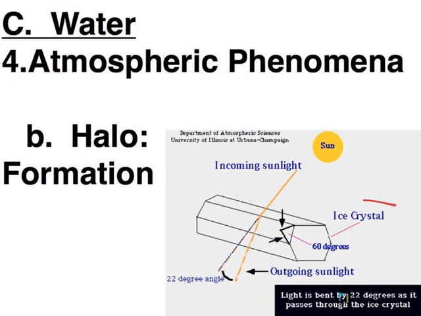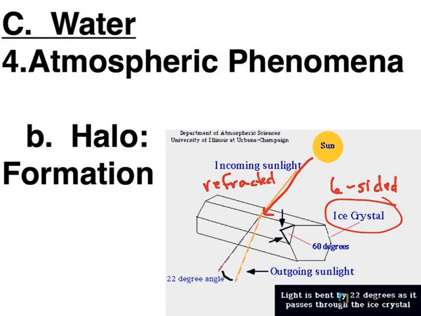That's because you need ice. And of course, cirrus clouds have ice crystals. And in particular, you need a 6-sided ice crystal, which is what's shown here. And the sunlight or moonlight enters that ice crystal, gets refracted by the ice crystal, and comes out.